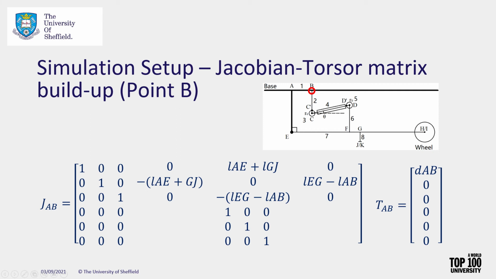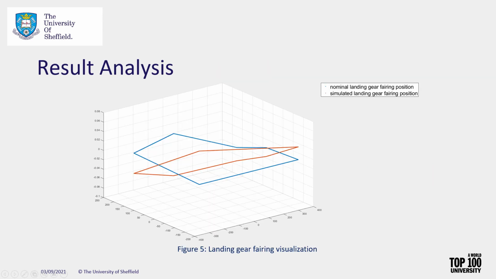The simulation is done 10,000 times. Each time the deviation for part 1 to 8 is randomly chosen in normal distribution, and all of the results are stored. Here is the visualization for the landing gear fairing. Blue frame means the nominal position, and red frame means the simulated position. Clearly, there will be gaps and steps between the ideal surface and real surface.